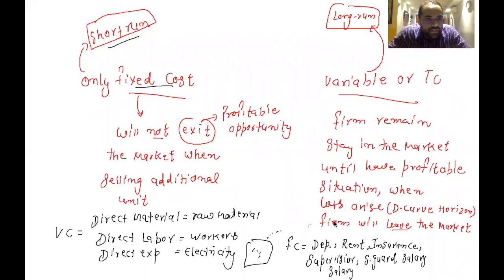Can you explain the situation where only fixed cost exists? Yes, these are the situation: depreciation, rent, insurance, supervisor salaries. These are the one-time costs. One-time cost, called fixed cost. You just pay one time. It does not change.